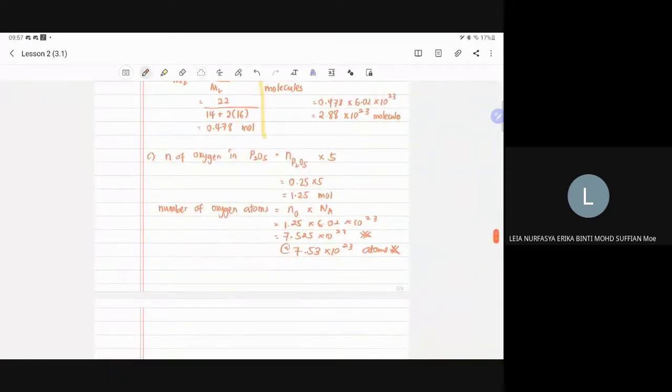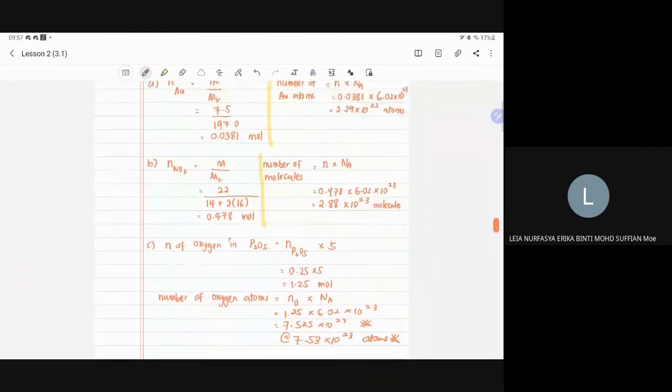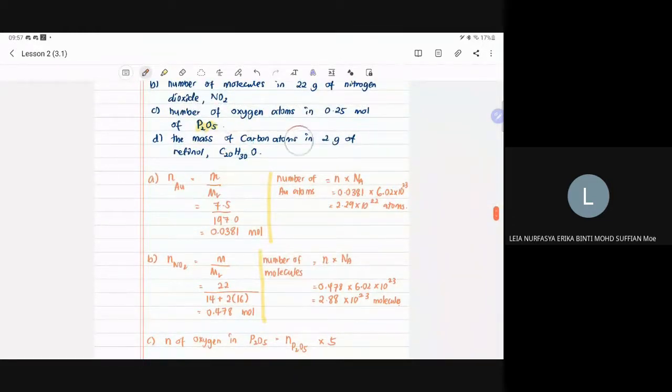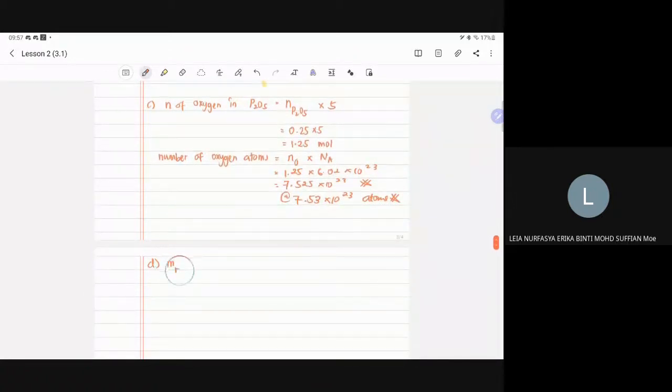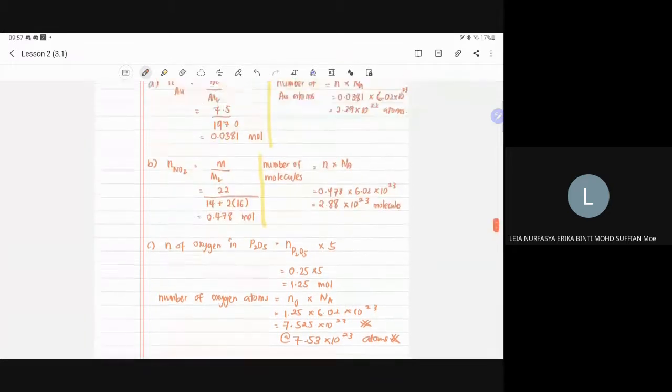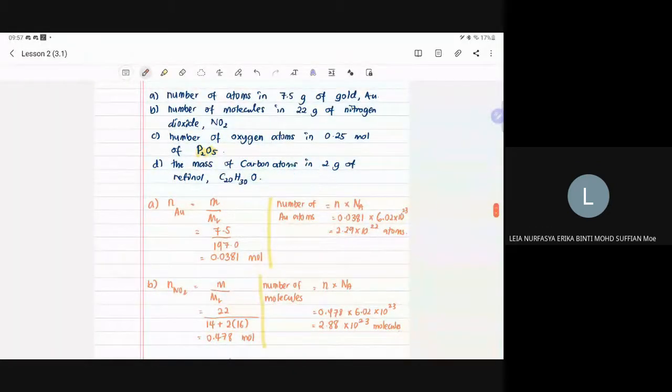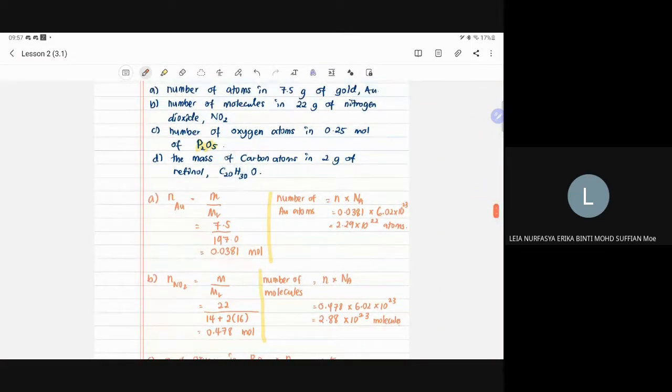Okay, untuk D pula, dia bagi mass dia, the mass of retinol 2 gram. So, M of retinol is 2 gram. Okay, dia cari mass of carbon atom in 2 grams. Yang ni senang je sebenarnya. Yang ini nak tukar dalam bilangan mol pun boleh. Kalau nak buat shortcut pun boleh. Kalau nak tukar kepada bilangan mol, macam cara yang tadi saya tunjuk tu, okay, kita tukar kepada mol.